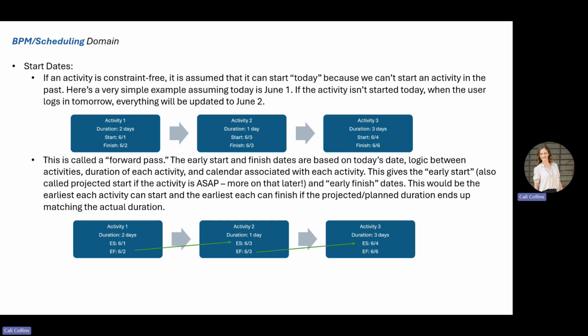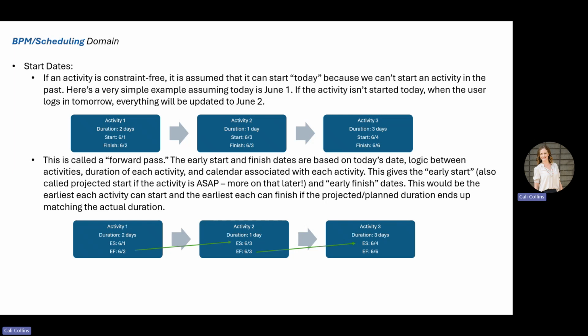We do that because we cannot start an activity in the past, and this helps to promote people to maintain optimality on a regular basis and make sure that you're updating your statuses. Now you can put in an actual start date in the past if needed, but we don't project that it's going to start in the past as a plan.